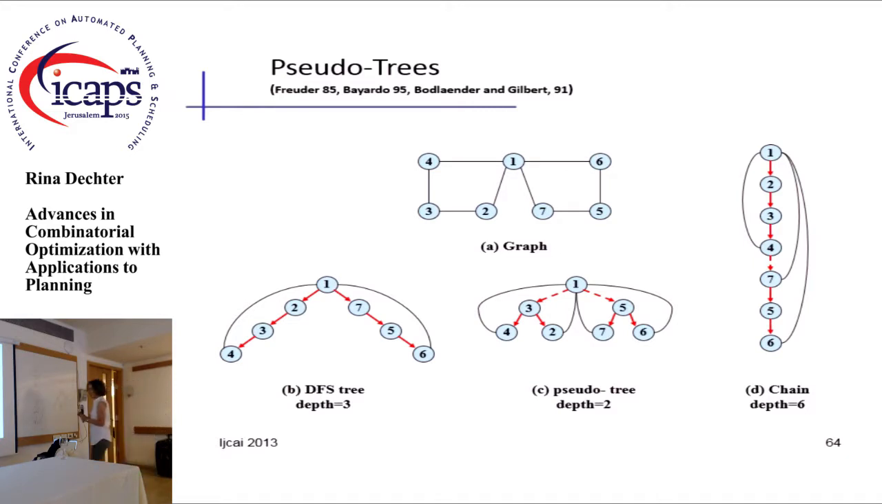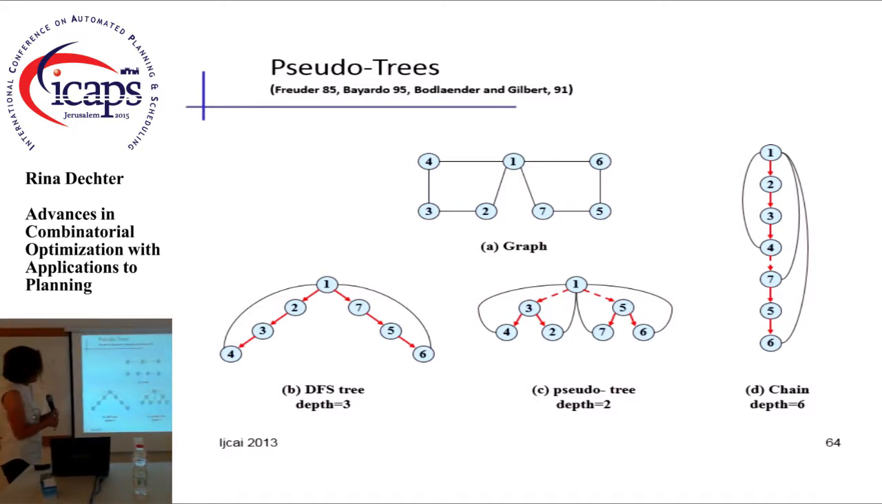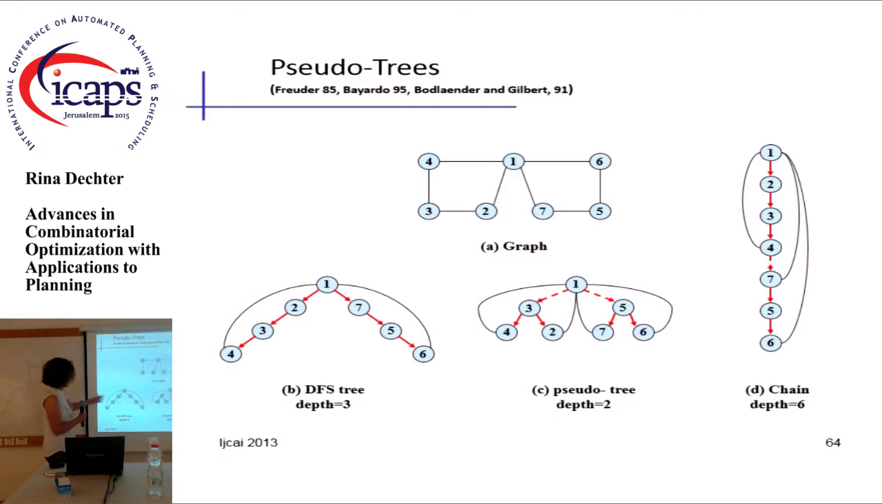And it's more general. And the point is that because it's more general, it can lead to better structures because the height, you can see that the height of the DFS tree is 4, the height of the pseudo tree is just 3. So potentially it can lead to better trees.